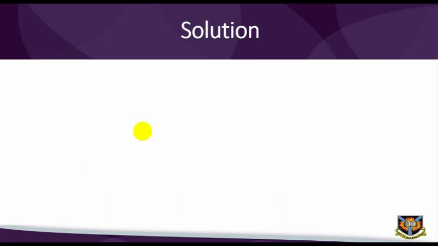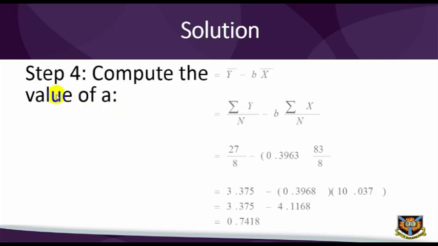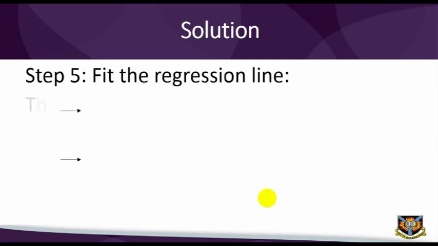Step 4. Compute the value of a. a is equal to y bar minus b x bar, is equal to summation y over n minus b summation x over n, is equal to 27 over 8 minus (0.3968 times 83 over 8), is equal to 3.375 minus (0.3968 times 10.375), is equal to 3.375 minus 4.1168, is equal to minus 0.7418.